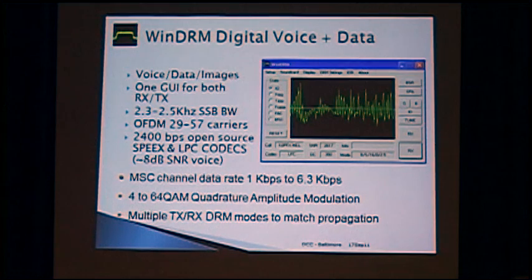It used one GUI for both receive and transmit. It carried over some of the robust modes that DRM had. It uses OFDM again, from 29 to 57 carriers. And it uses a couple of different codecs: Speex, LPC, and another one that we used for a while until the codec cops came after us, called Mel.